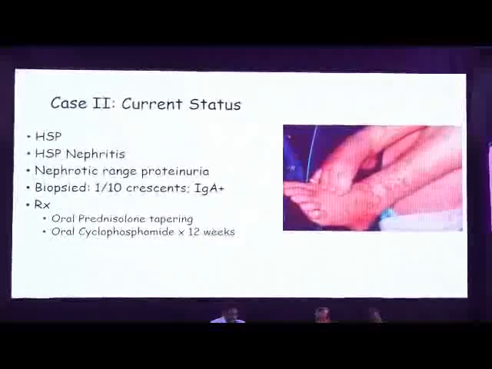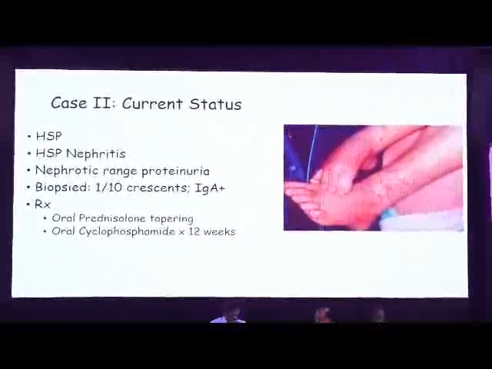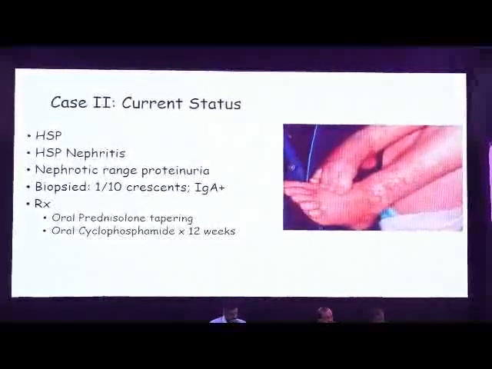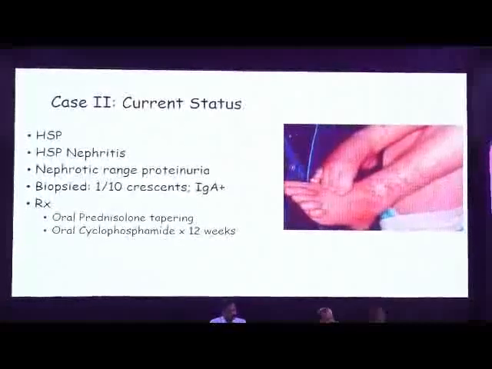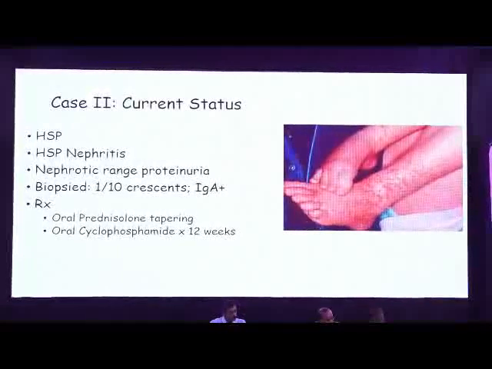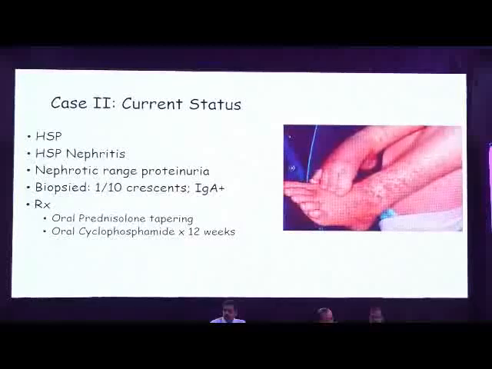And just one more case which is very important. So coming back to this child, he was biopsied and had crescents on his biopsy, which were IgA positive. So these were immune complex crescents. We gave him prednisolone because he had nephrotic syndrome, and we also gave him oral cyclophosphamide, and he completely improved.